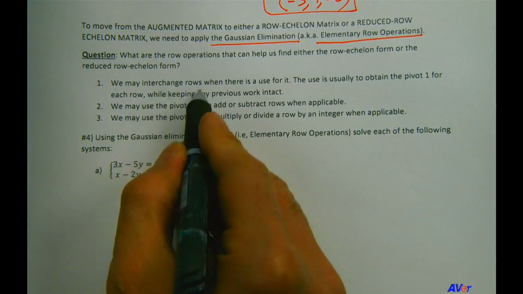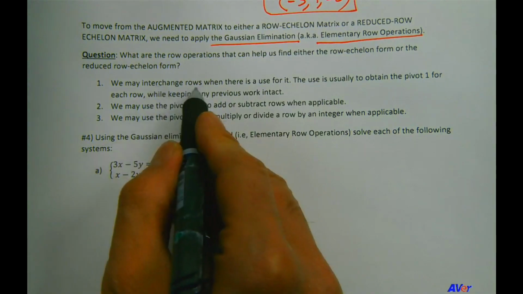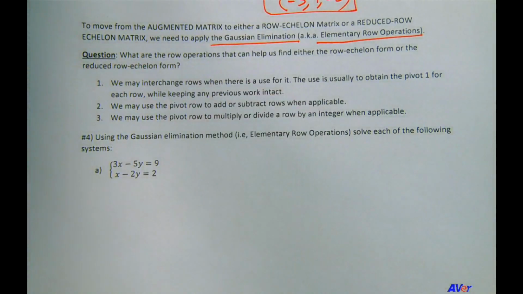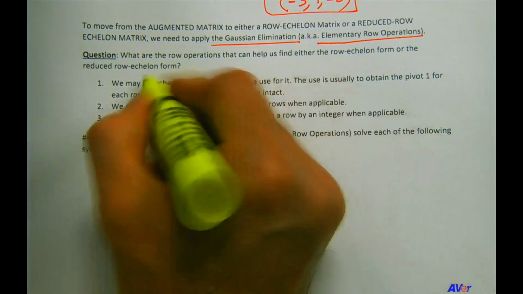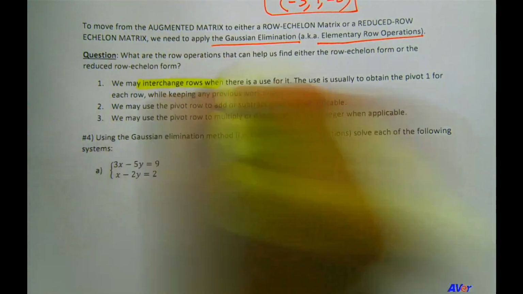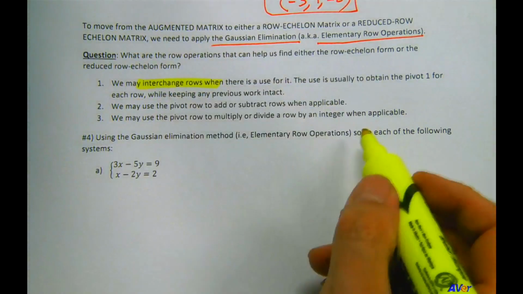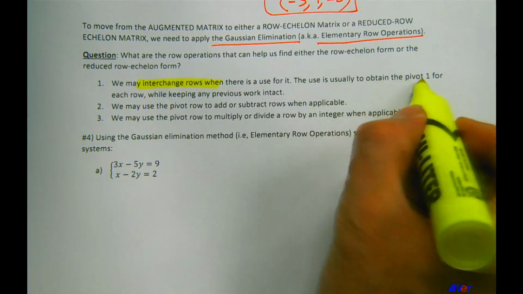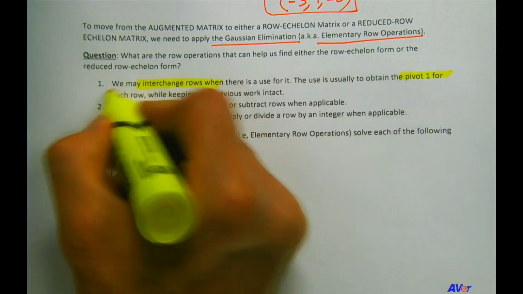We may interchange rows, and I will talk about what that means. We may interchange rows when there is a use for it. Not randomly, that means, but when there is a use for it. The use is usually to obtain the pivot 1 for each row.